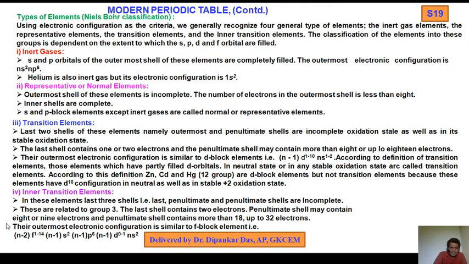According to the definition of transition elements, those elements which have a partly filled d orbital in the neutral state or any stable oxidation state are called transition elements. According to this definition, zinc, cadmium and mercury are d block elements but not transition elements because these elements have d10 configuration in the neutral as well as the stable 2+ oxidation state.